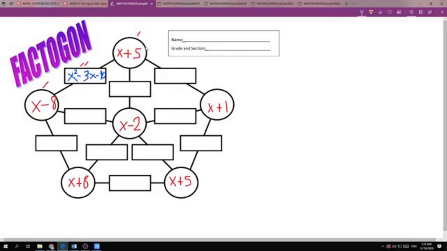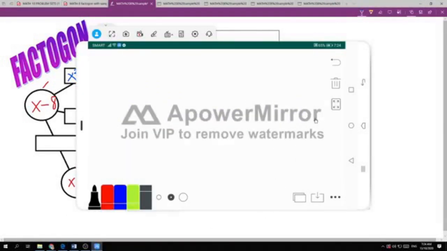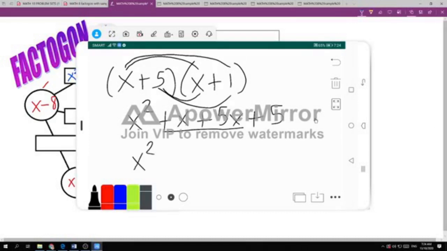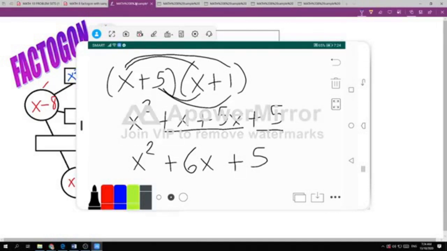So for the other two, I'm going to have this and this. You use the FOIL method again. So take note, that's x plus 5 and x plus 1. So using the FOIL method, this one is how much? X squared. This one is positive 1x. This one is positive 5x. This one is positive 5. Bring down x squared, how much is this? This is positive 6x. And this one is positive 5. And there you go.